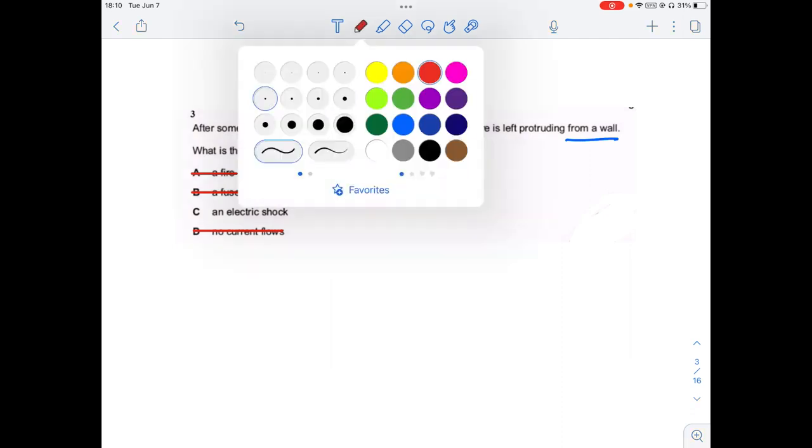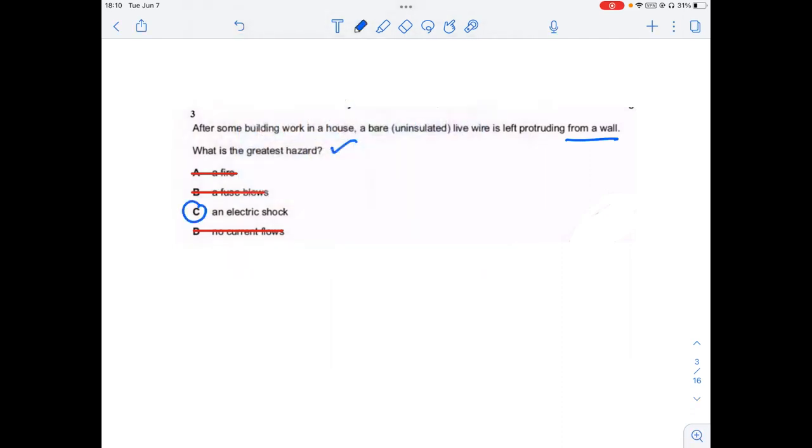So the only option left over is nothing but what? An electric shock. Yes, an electric shock can occur if a live wire is kept protruding from the wall. That's going to be the answer.